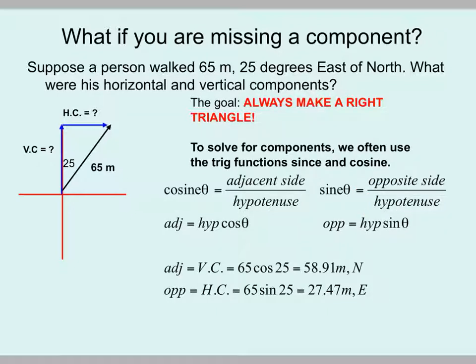And so if we want to find our adjacent and our opposite, we can rework these two formulas so that we get the adjacent equals the hypotenuse times the cosine of the angle, and our opposite will equal the hypotenuse times the sine of the angle. So the way this works is this right here is our hypotenuse, and so our adjacent we would have 65 cosine of 25, and we got that right here, so we would have our adjacent as being 58.91. And then to find our opposite, we would have 65 times the sine of 25, and we get 27.47 meters east. This one would be north. And so this right here is our 58.91 meters north. This right here would be our 27.47 meters east.